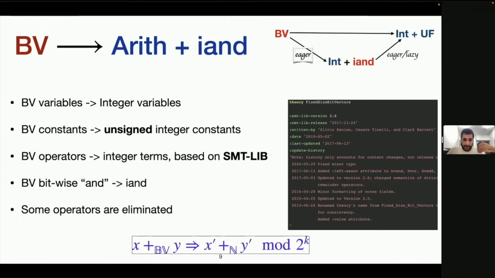The typical example is here at the bottom, with bit vector variables x and y. So x and y would be translated to x prime and y prime, and these are fresh integer variables. And the addition is now integer addition, but this is not enough. We need to do this modulo 2 to the power of k, because that's the semantic of bit vector addition.